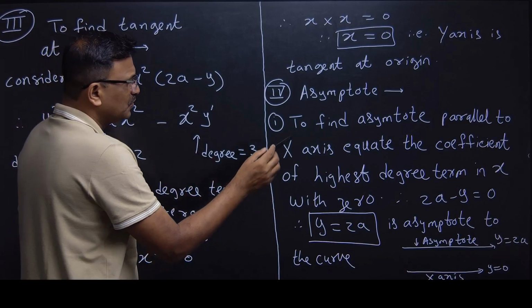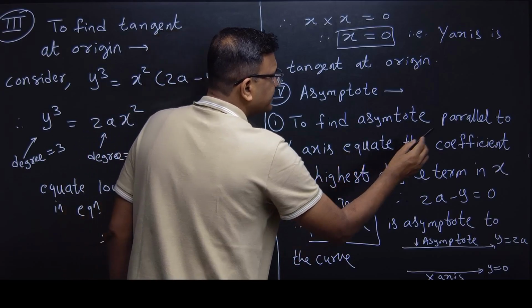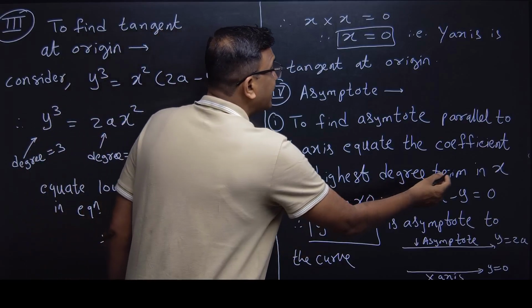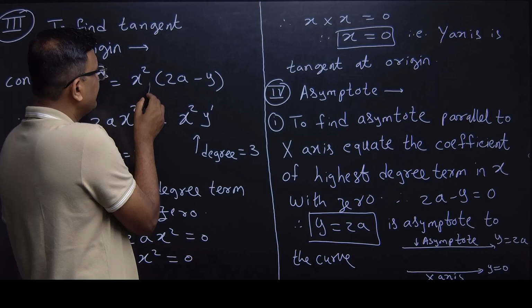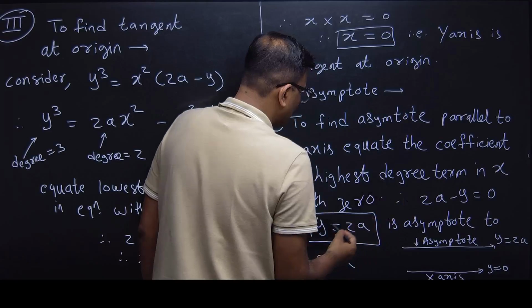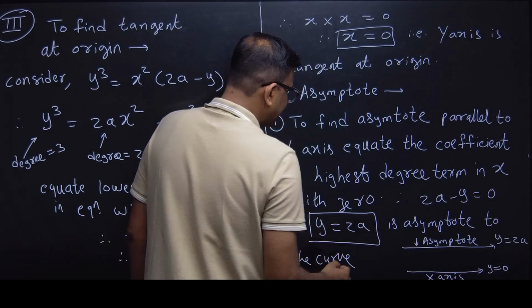So according to this rule, to find the asymptote parallel to the x-axis, we have to equate the coefficient of the highest degree term in x. The highest degree term in x is x square, and the coefficient of that is 2a minus y. If we equate it with 0, we get 2a minus y is 0, or y is equal to 2a. So that is the asymptote to the curve.